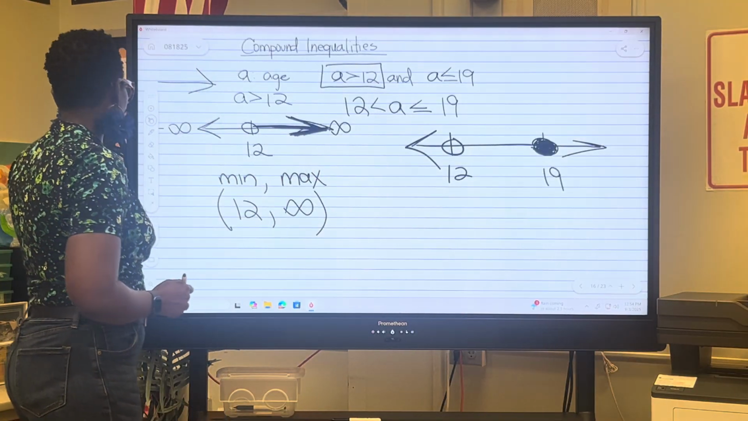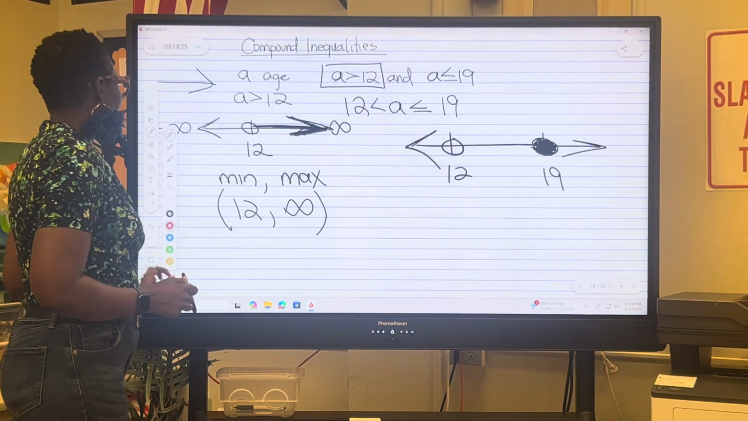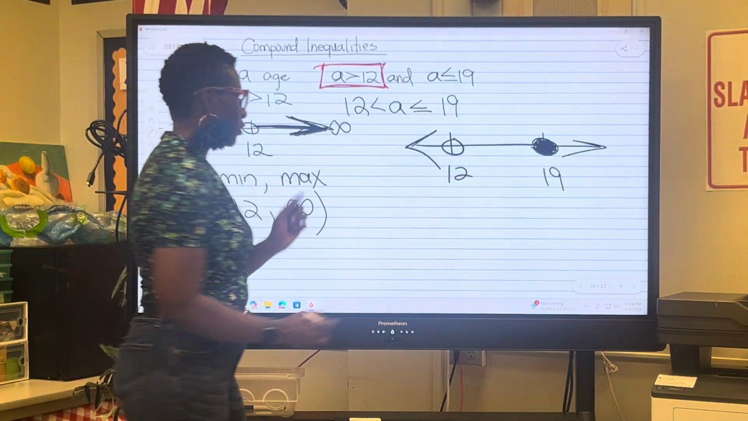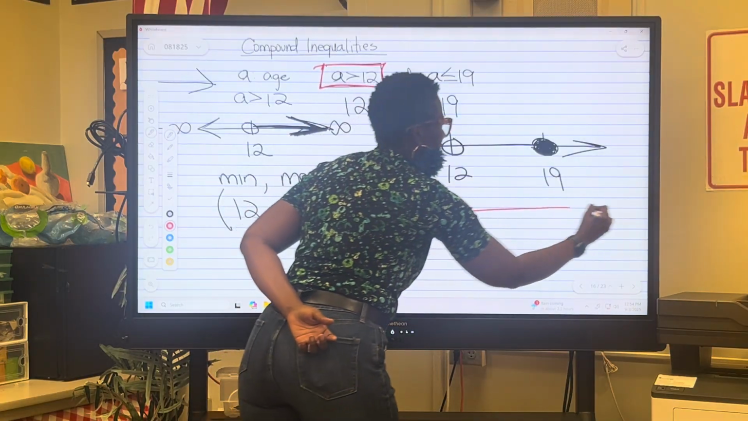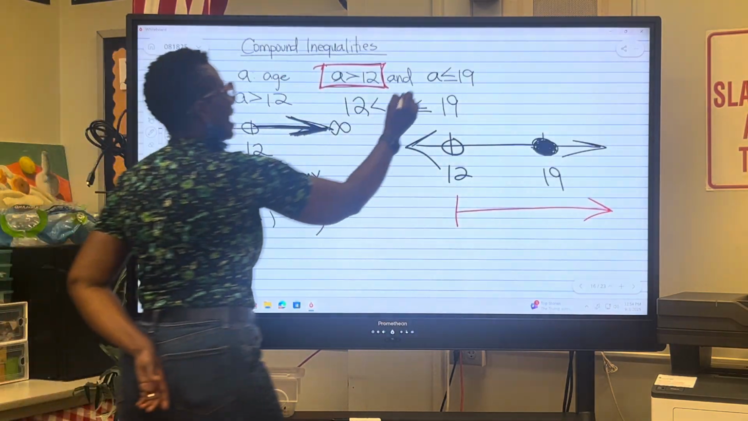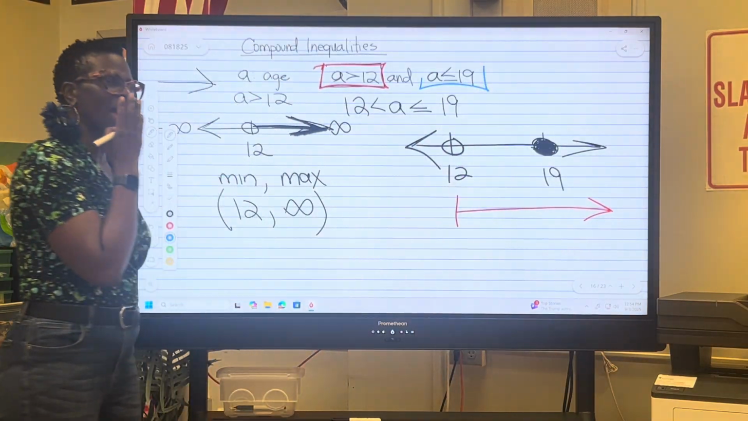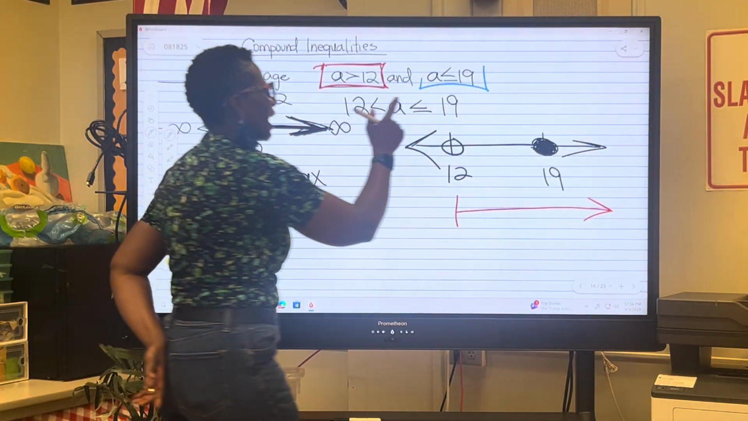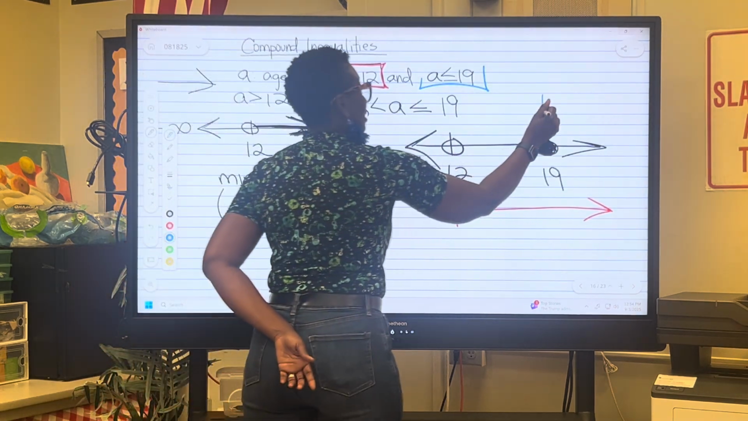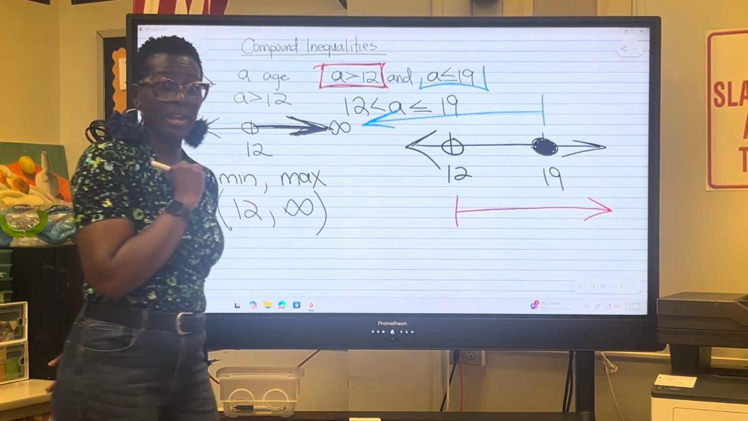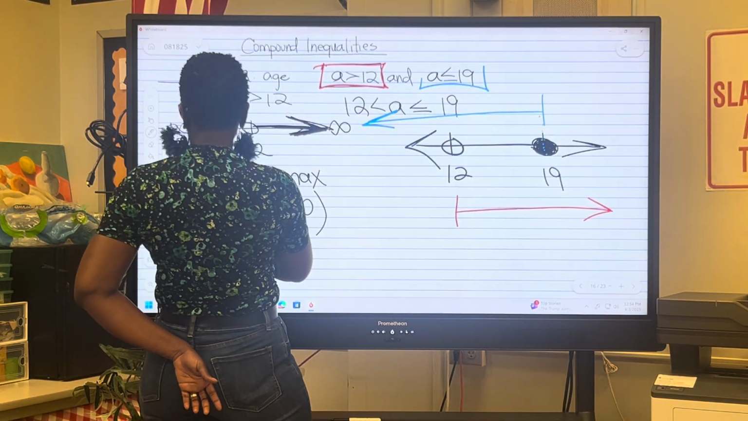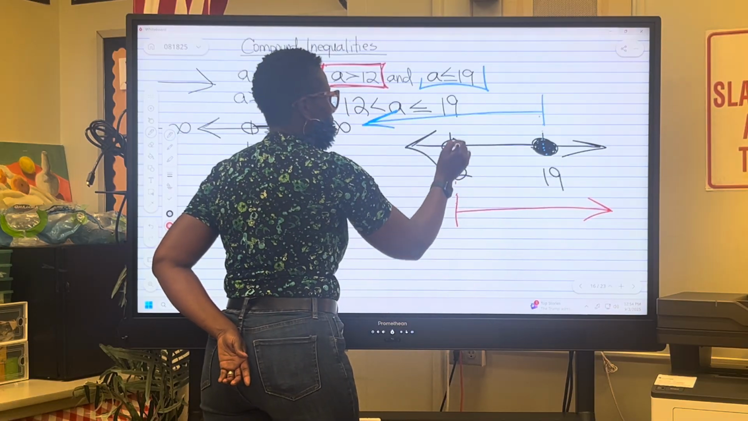Pay attention to what it says. This is very important. It says A is what? Greater than 12. So that means A is starting here and going this direction. Y'all follow? Now, it says this one, at the same time, it starts at 19, and which way does it go? Left. Anything less, right? So this is covering here, and this is covering here.